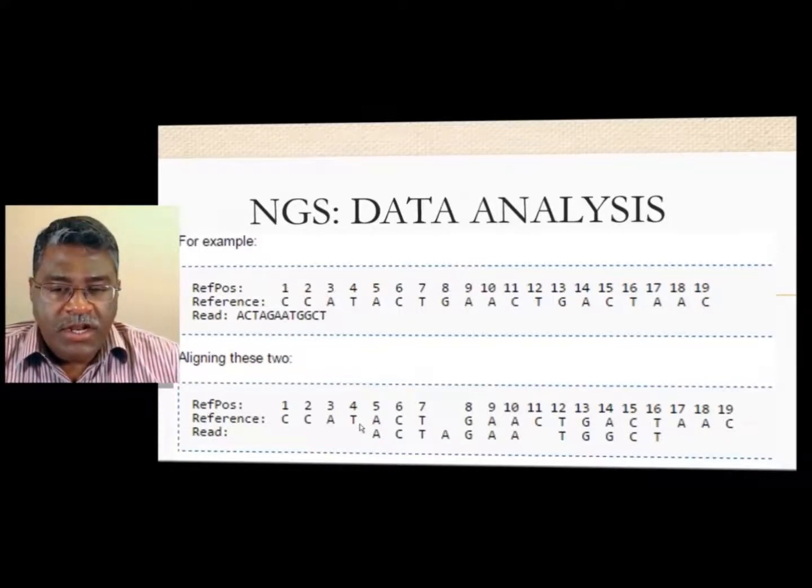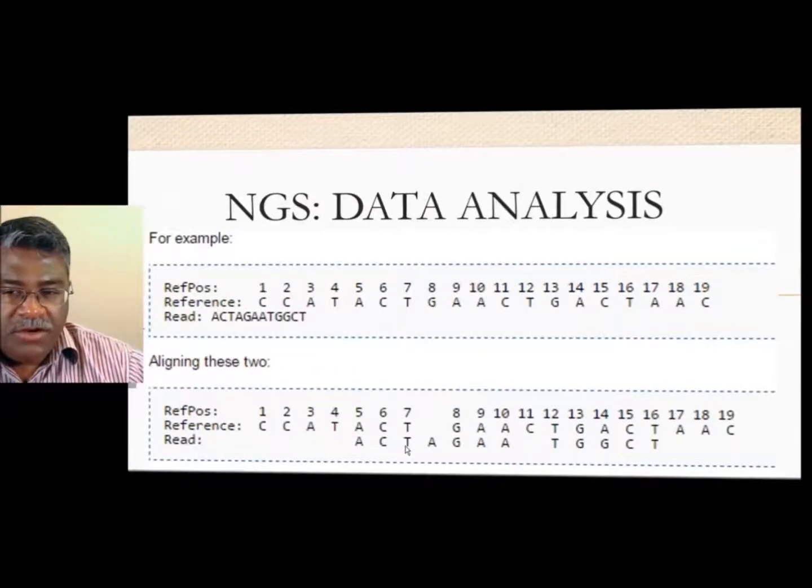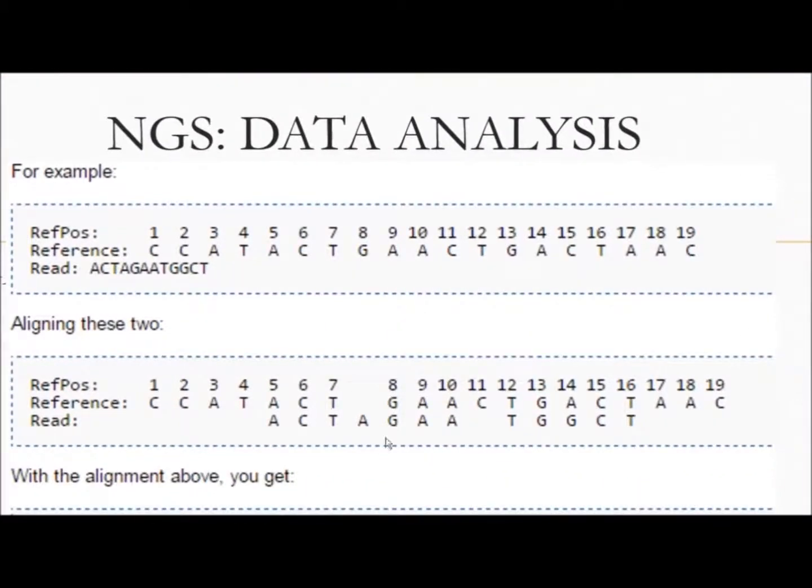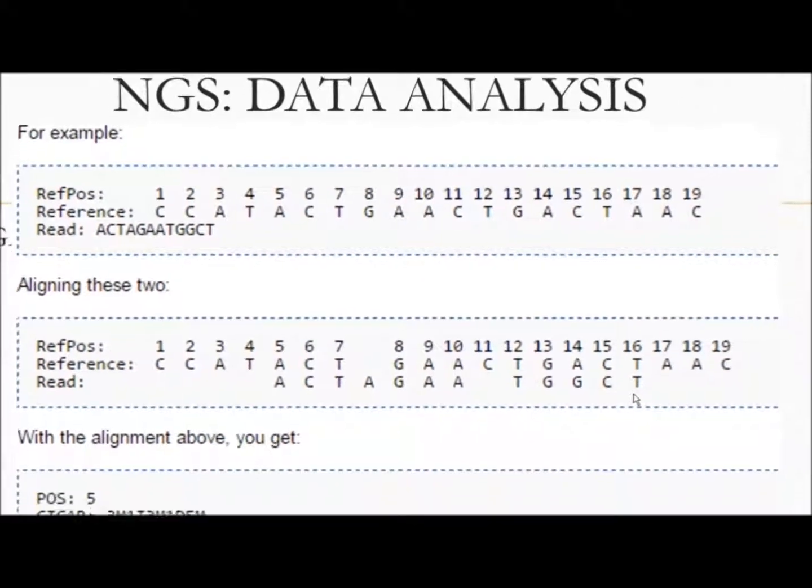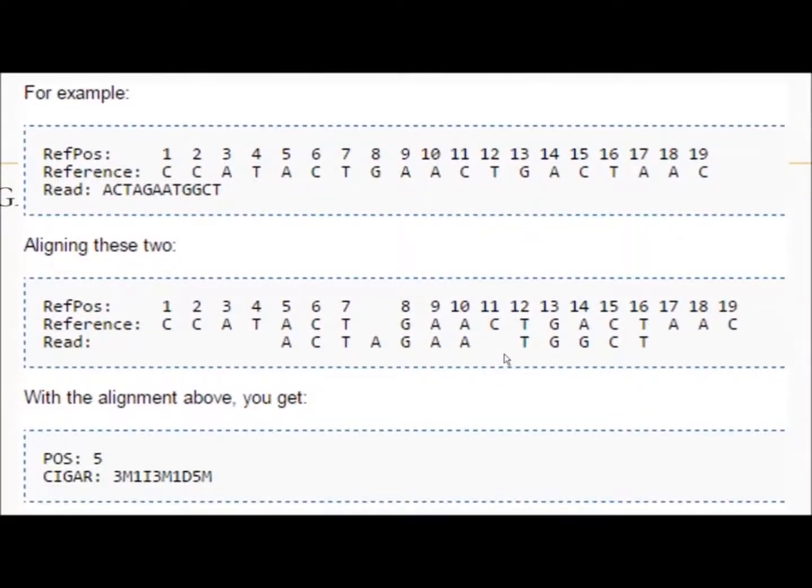And what you see in this alignment is the alignment actually begins from here, ACT, ACT, ACT. There is an insertion here, then the next three are matching, then there is a gap here, which is a deletion, and then these match. So it's a pretty good match. So the question is, what information do you get related to this match? So here's a score. This is a CIGAR score.